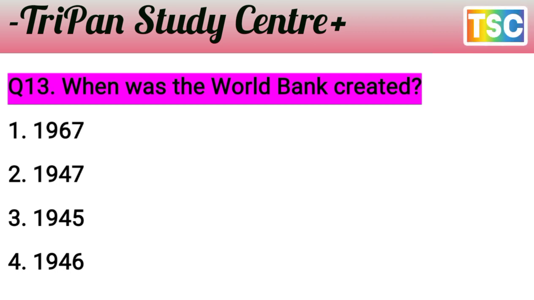1967 they eliminate here. It's very different. Only three remain: 47, 45, 46. That's important. The 1967 option is eliminated. But first of all, choose your answer for this question. I give you a few seconds. Note it in your notebook. You must have a thought of your answer. The question is clear here. When was the World Bank created? A direct question.